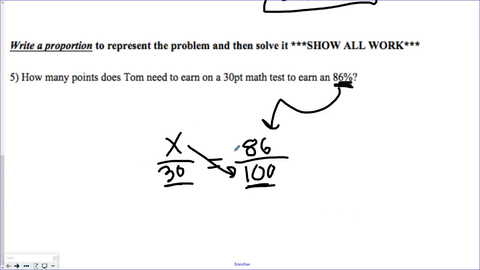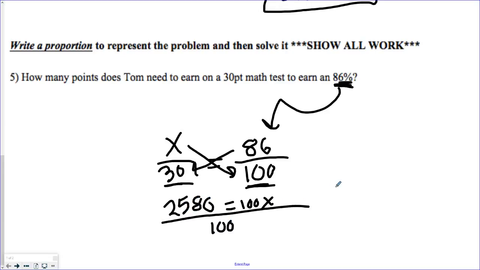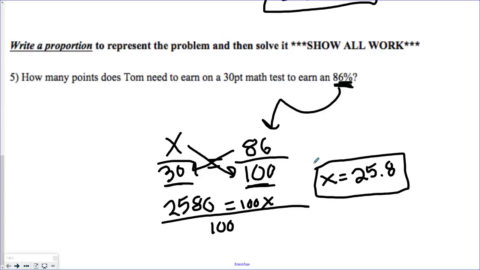So take x times here, take 86 times that. X times 100 is 100x. And then we get 86 times 30. Again, just making sure you remember your signs, but they're both positive here, so it doesn't matter. We get 2,580. And then we divide by 100. And we get x is equal to 25.8. So he needs to get 25.8 points out of 30 to get an 86% on his test.